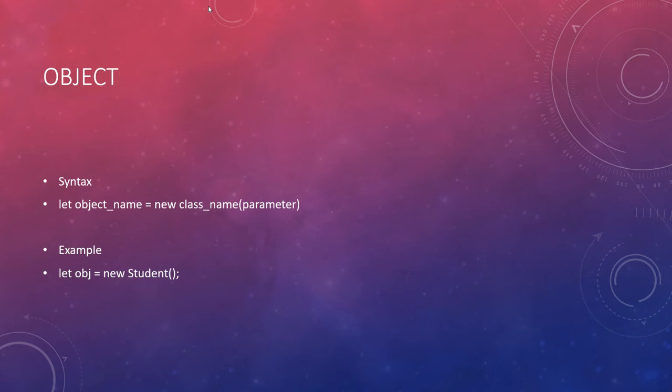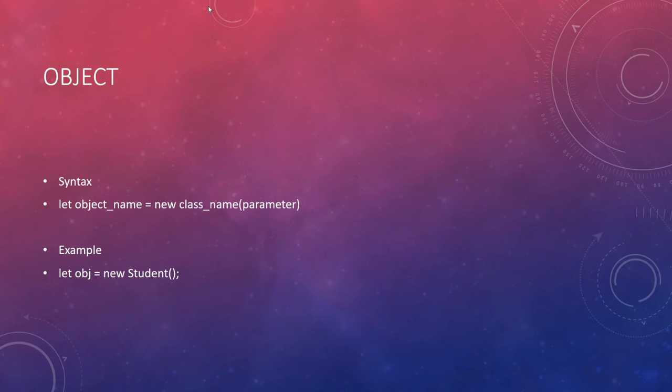Moving further, let's study objects. Basically, an object is an instance of the class, and it can have any name. A class creates an object by using the new keyword followed by the class name. You can see the syntax in the slide. We have created an object name, and using the new keyword we have defined it for the class name.